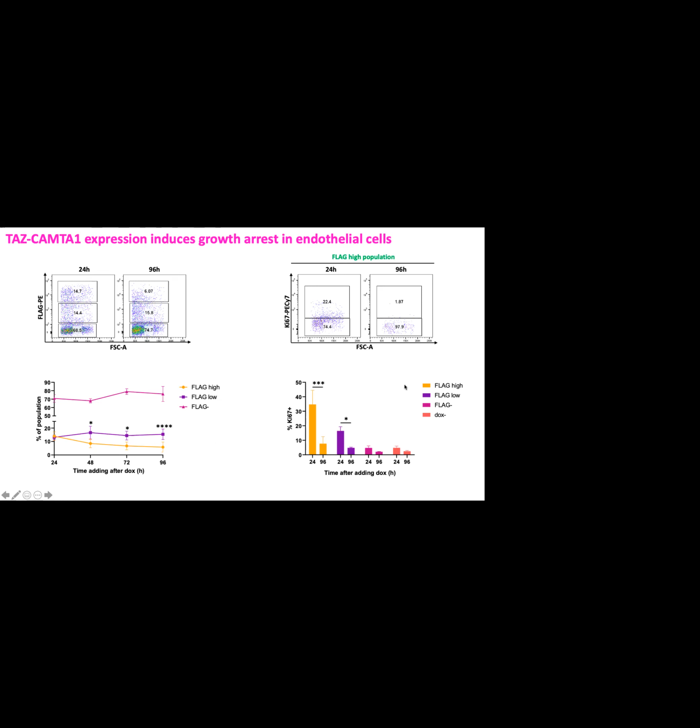So we then looked at Ki67 expression, which marks proliferating cells. What we saw was that upon the initial expression of TAZ-CAMTA1, you get a big increase in the Ki67 positive fraction compared to the TAZ-CAMTA1 lows and the non-expressing populations. But this decreased dramatically by a few days later. So this suggests that there's an initial burst of proliferation upon TAZ-CAMTA1 expression, but this isn't sustained and is reduced dramatically after just a few days.